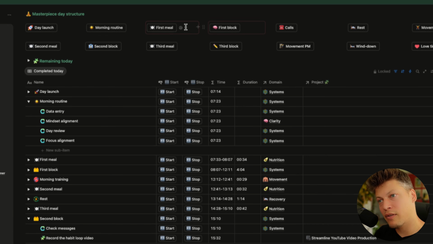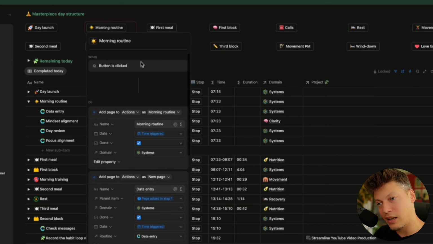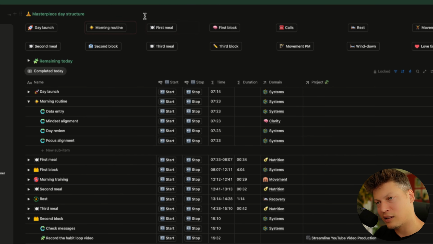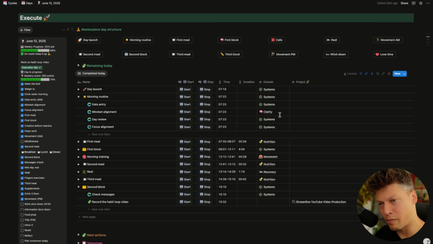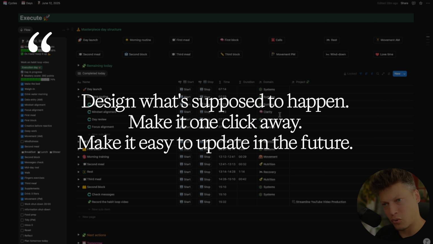And also, get this: every button has a little red rectangle around it. That means that every button exists inside of a synced block. So every time I update anything inside of these buttons, it's immediately synced to the template that creates this daily cycle. The change is propagated to the template, and all the future days that will be created with the template will already have the new definition of my routines. Co-locating the definition and execution turns every habit into a living system. With macro buttons, you design what's supposed to happen, you make it one click away, and you also make it easy to update in the future.